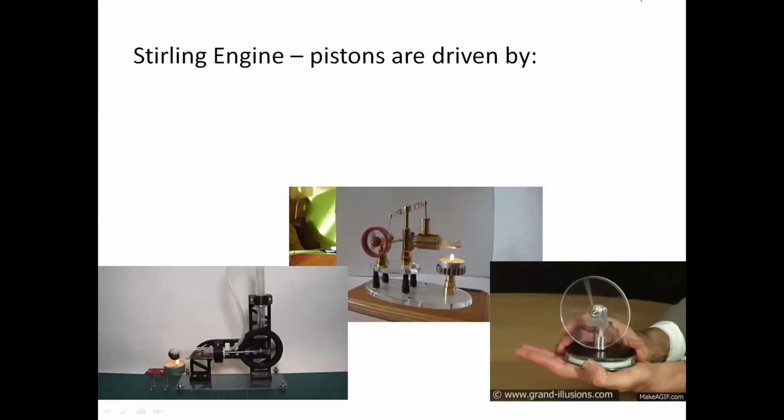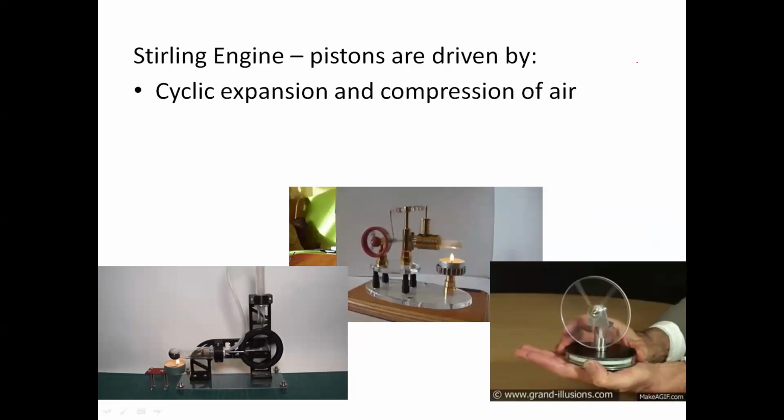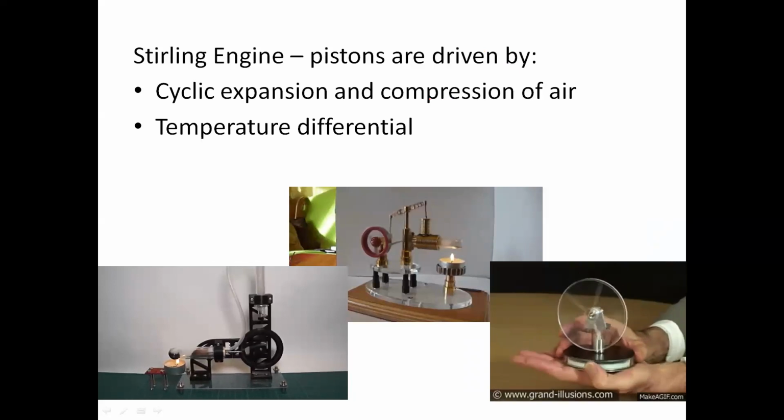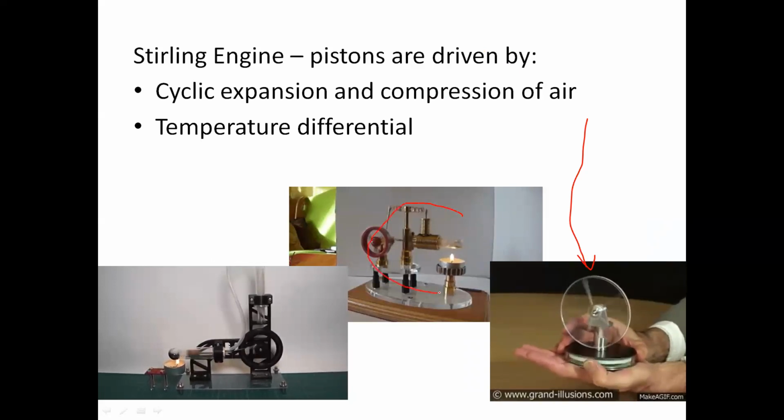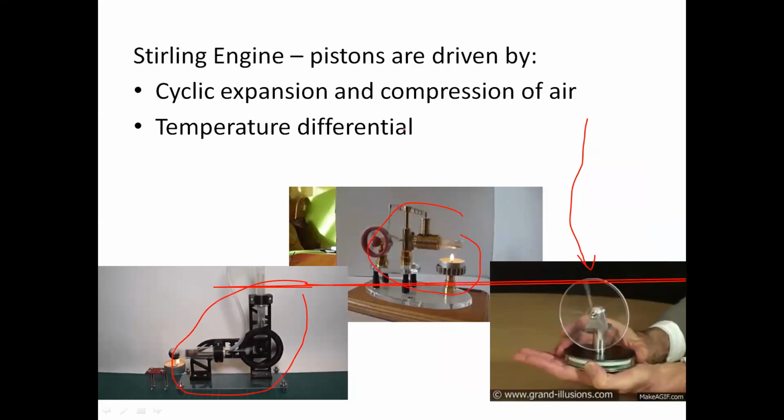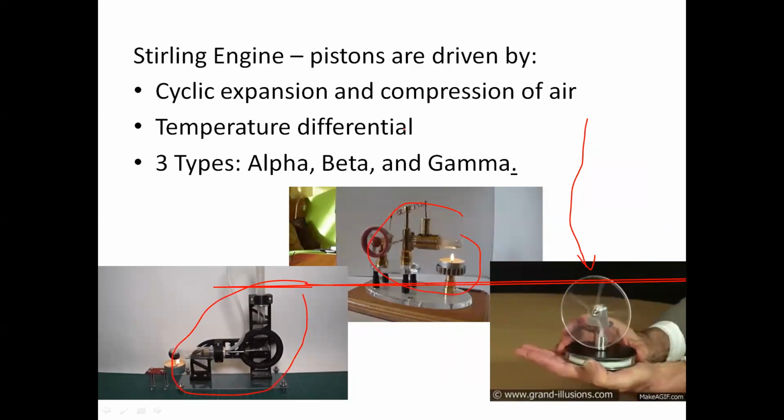In this type of engine, the pistons are driven by the cyclic expansion and compression of air because of the differences in temperature. Some, like this one, are more on the temperature differential. Now on these two types here, there's the cyclic expansion and compression of air. There are 3 types: the alpha, beta, and gamma. So this is the alpha, this is the beta Stirling engine, and this is the gamma Stirling engine.